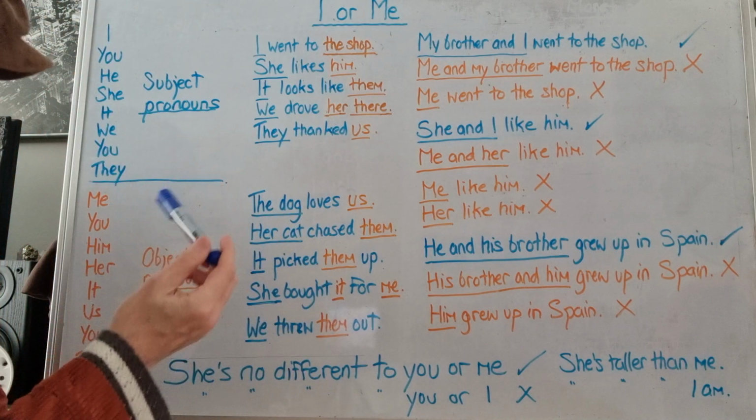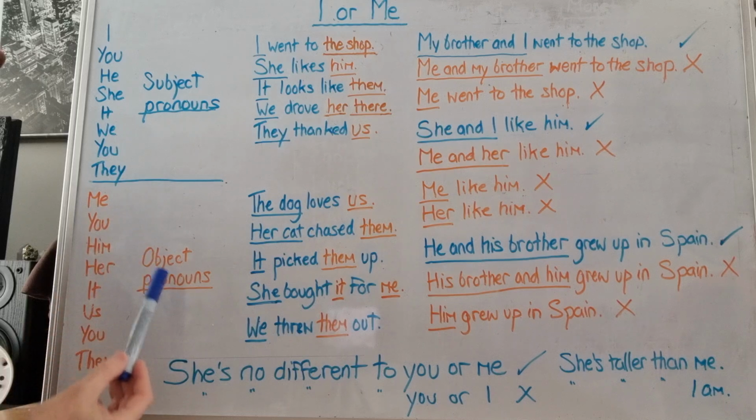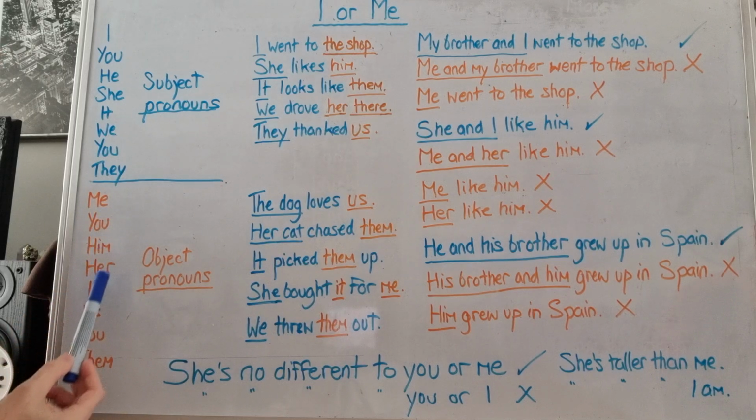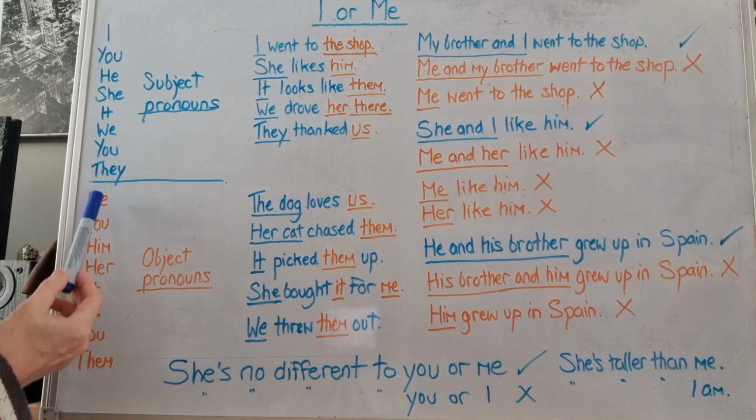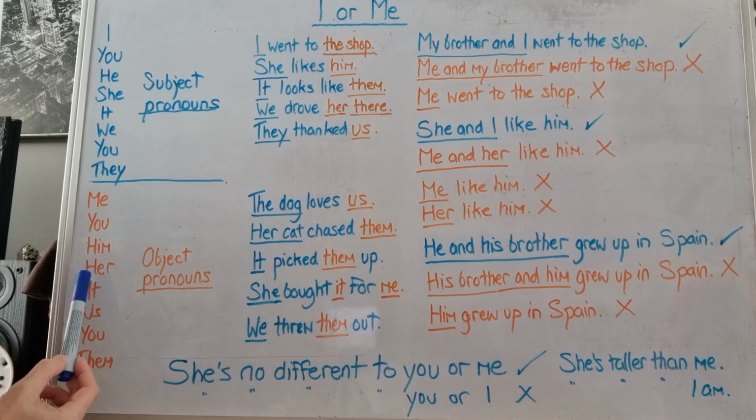Right, I'm getting distracted. Now the object pronouns are me, you, him, her, it, us, you, them. Again, me, you, him, her, it, singular, and us, you, them, plural, okay?